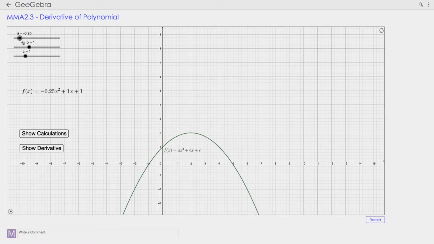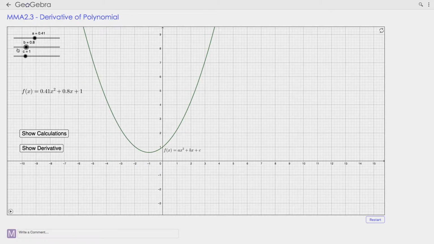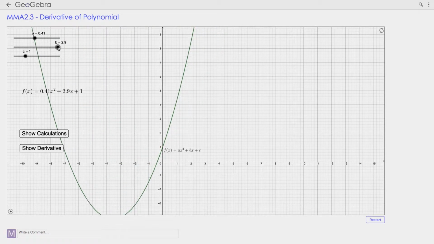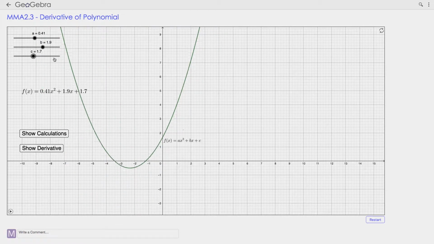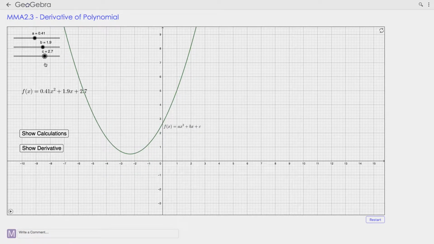And I can change my a. You can see how that affects the polynomial. I can change my b. It also affects the polynomial, and I can change my c. It also affects my polynomial. So if we want to find the derivative of this, we can use the definition.